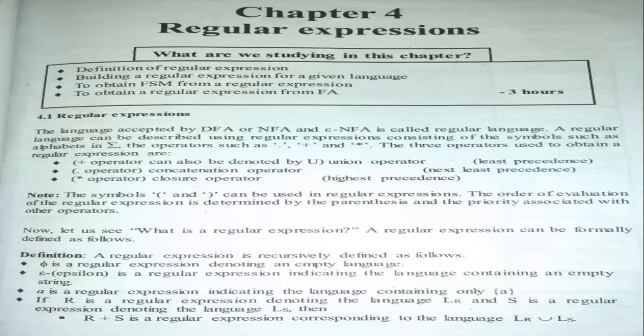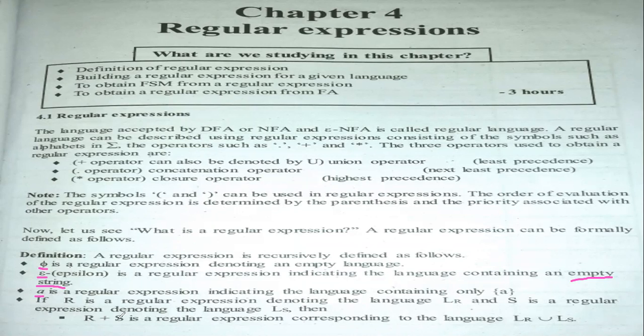So if you want to represent the empty language using a regular expression, we use the null symbol. Then for the empty string, if you want to represent it using a regular expression, we need to use epsilon. It is nothing but a symbolic representation of a particular language. Then A is a regular expression indicating the language consisting of only A. If the language should consist of only a single A, then the regular expression is a single A.